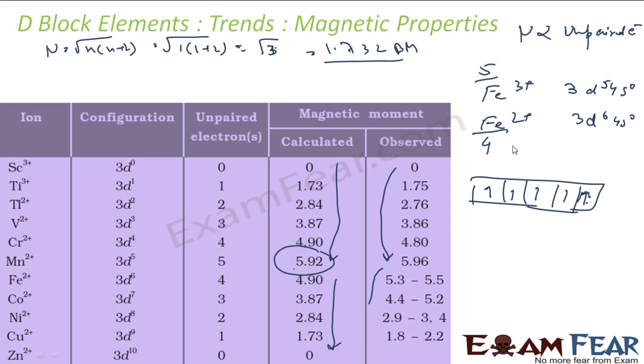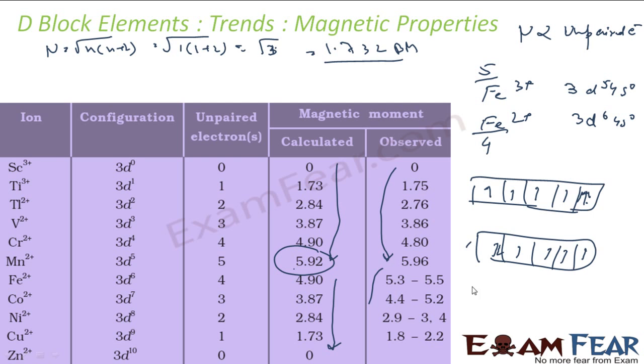Talk about Fe2 plus, 3d6: 1, 2, 3, 4, 5 and 6. It has 4 unpaired electrons. So the number of unpaired electrons is more in Fe3 plus. So Fe3 plus is more paramagnetic than Fe2 plus.